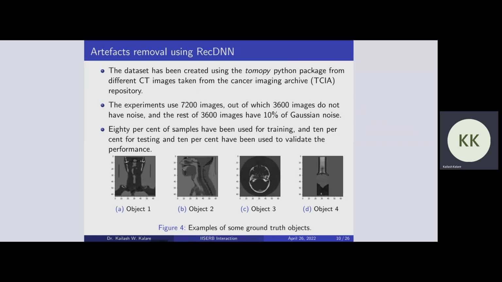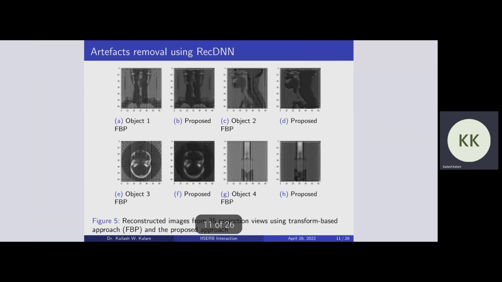Here we can see the objects, which are real CT images. We can see that object 1, object 2, these are the different types of objects that we have considered for our training. After performing the training of the Regdian architecture, we have validated our proposed approach on the newly generated data set, new images.